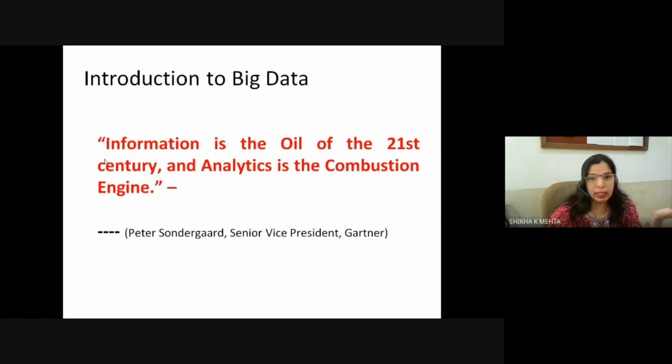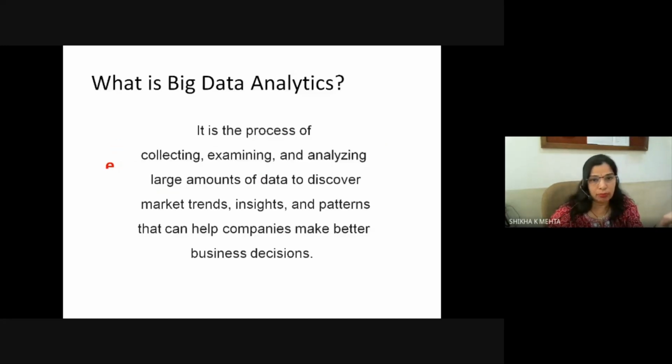So what is the data analytics that we are talking about? Because we have a large amount of data, and data is considered to be the new enterprise currency. That means if you have data, you are the richest person in the world. So what is big data analytics? It is the process of collecting, examining, and analyzing large amounts of data to discover market trends, insights, and patterns that can help companies make better decisions. Better business decisions are the ultimate goal of big data analytics.